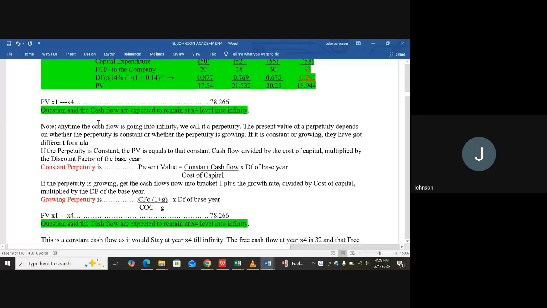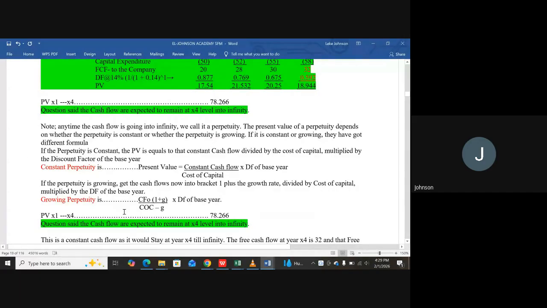They say, note, anytime the cash flow is going into infinity, we call it perpetuity. The present value of a perpetuity depends on whether the perpetuity is constant or whether the perpetuity is growing. If it is constant or growing, they have got different formulas.